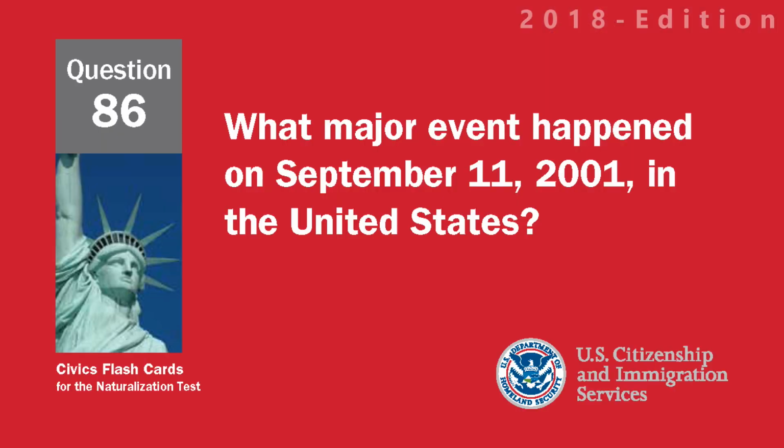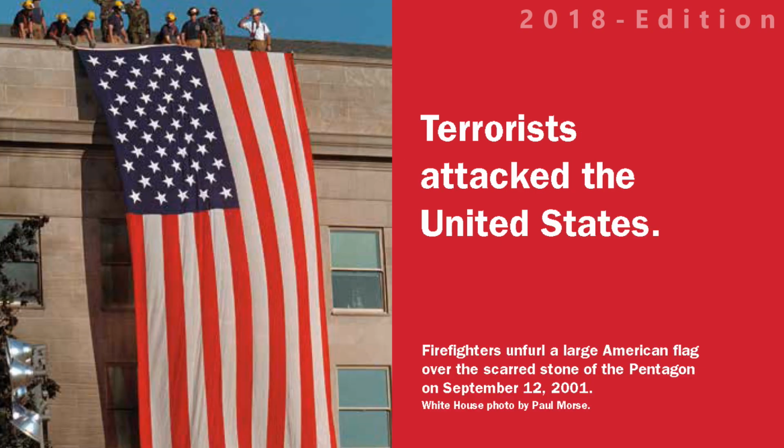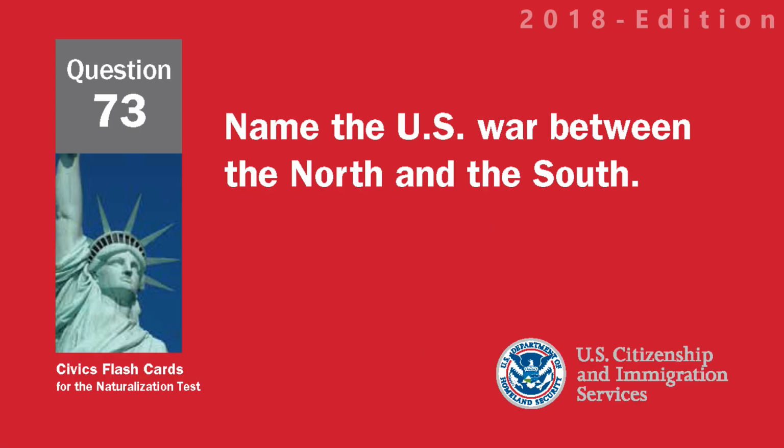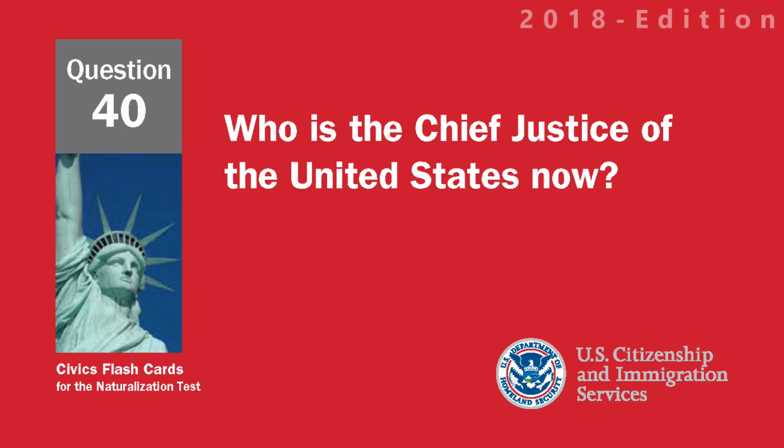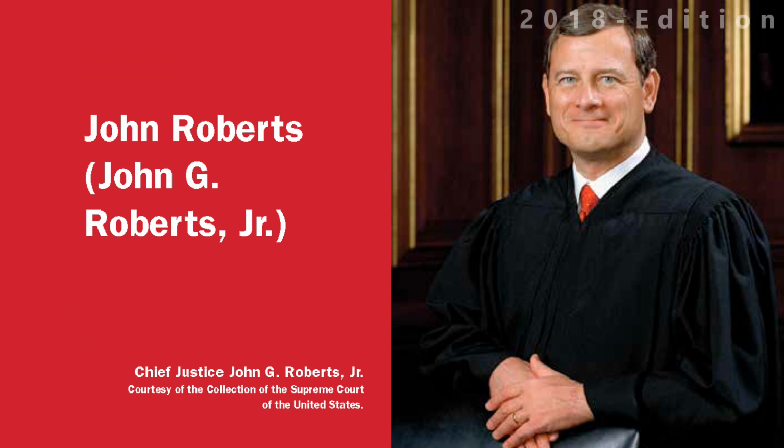What major event happened on September 11, 2001 in the United States? Terrorists attacked the United States. Name the U.S. war between the North and the South. The Civil War. The war between the states. Who is the Chief Justice of the United States now? John Roberts. John G. Roberts, Jr.